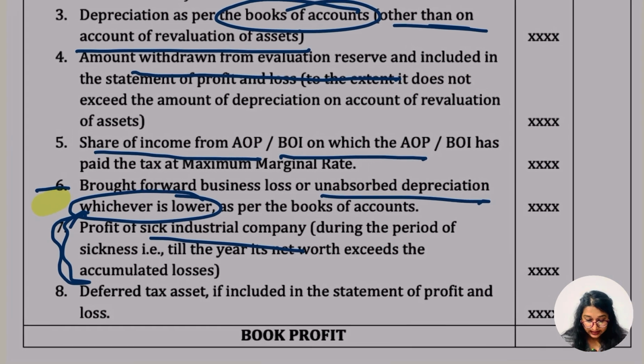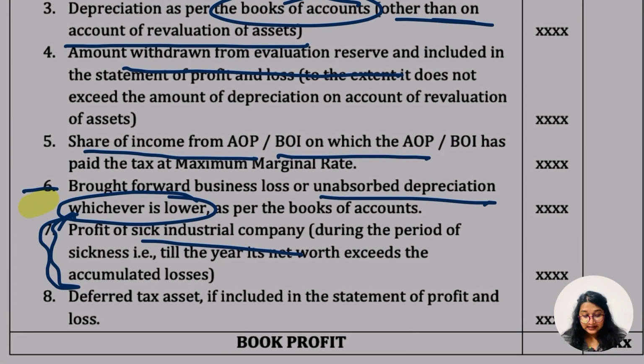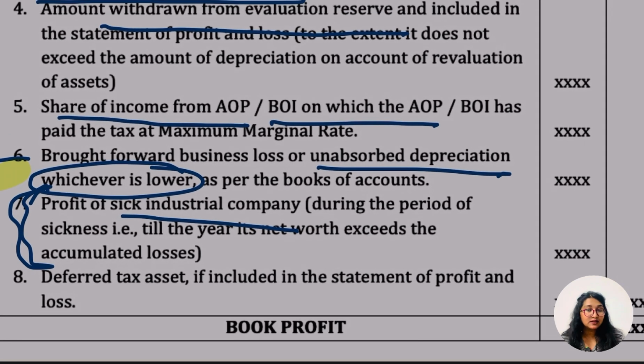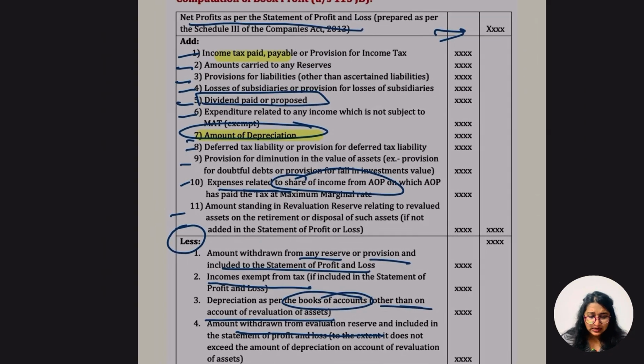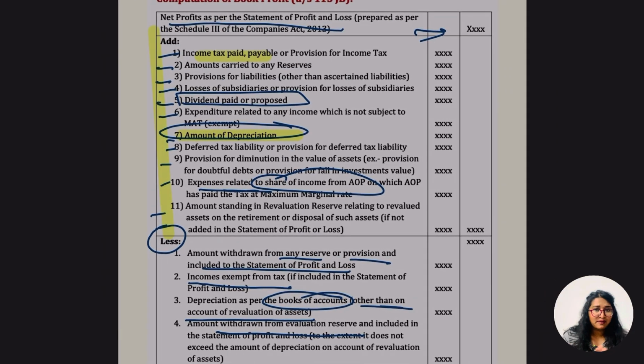The 7th point: profit of a sick industrial company during the period of sickness till the year it exceeds the net worth, and deferred tax asset if it is included in the statement of P&L as loss. So basically, can I say that the things to be added back are literally similar to the things to be deducted, for the debit and credit items?